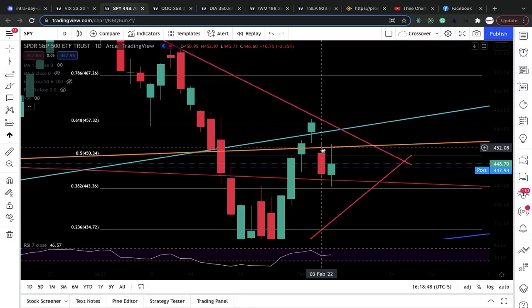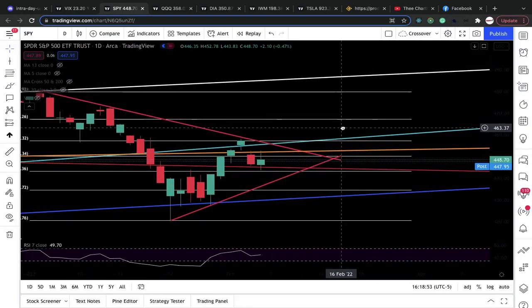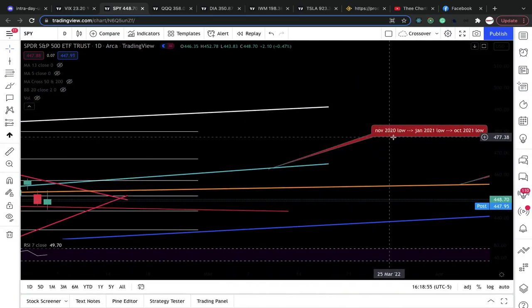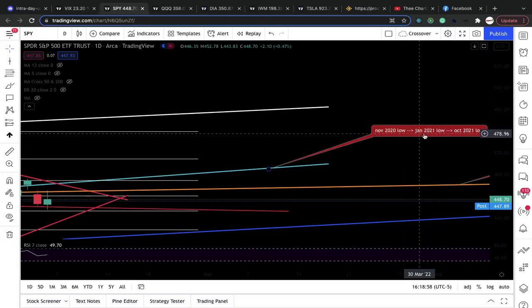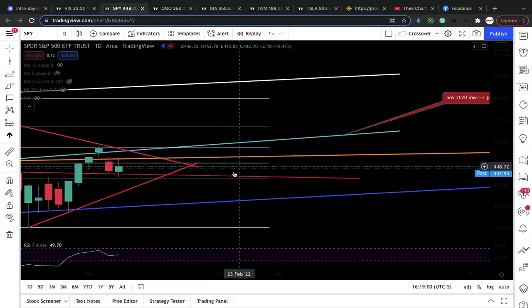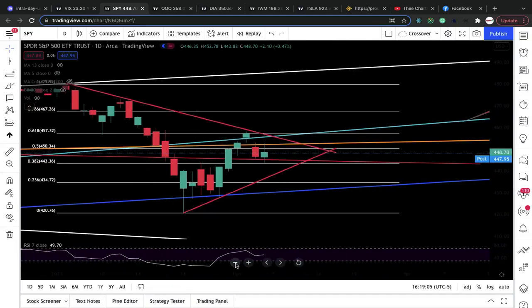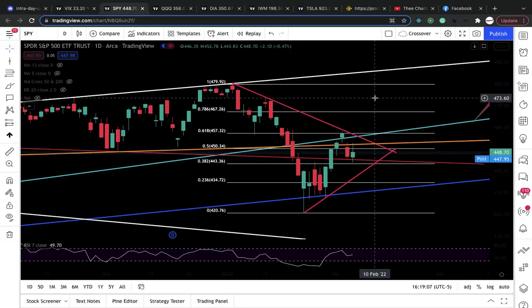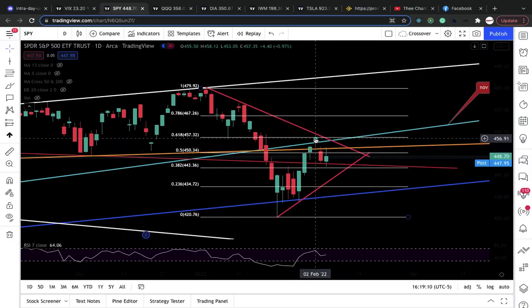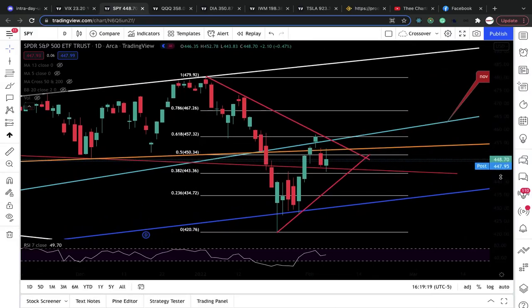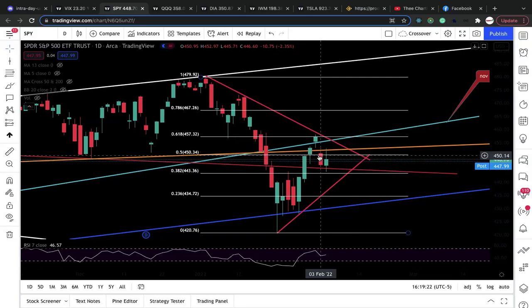We lost the 452 level. That's this orange line right here. Okay, that 452 level was a critical level. I got some nodes: the November 2020 low connects to the January 2021 low and the October 2021 low. We lost that back in January of 2022, earlier this year, last month. We recently recaptured it, but we also lost it. So we lost that 452 level. We also lost the 50% retracement level right here at 450.34.